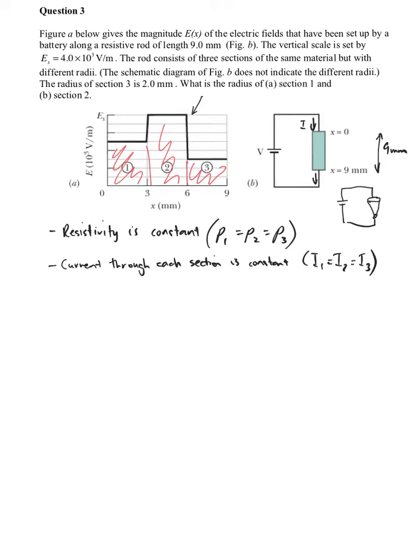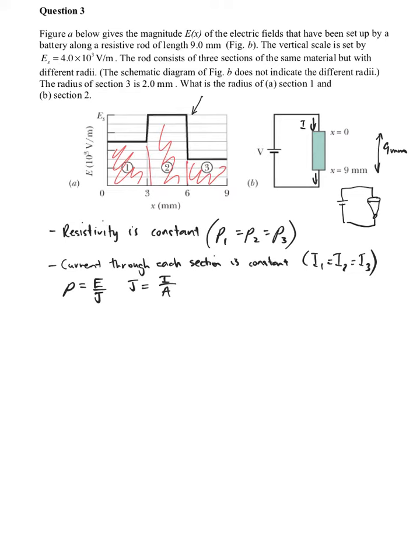So we also have a couple of equations here. We know that the resistivity is the electric field divided by the current density, J. And we also have J equals the current over the cross-sectional area of the resistor. We're trying to find something out about the radius. We know the current's constant. We know the electric field as a function of where it is in the resistor from our graph. So we know the resistivity is constant.